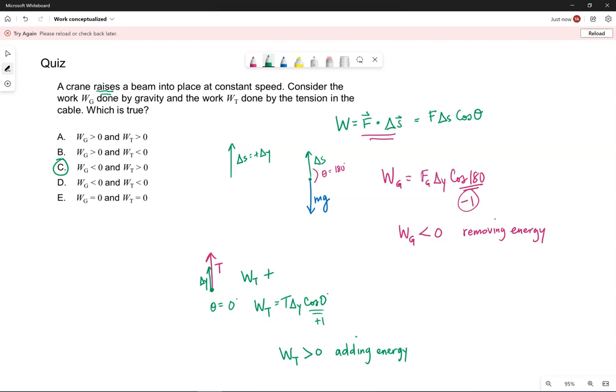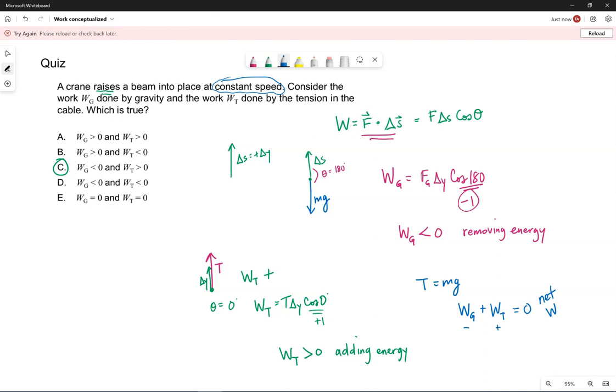Now, in this case, the problem does specifically say constant speed. Constant speed just means our tension force has to equal the force of gravity. In terms of work, if those forces are the same, then the work done by gravity has the same magnitude as the work done by the tension. Work done by gravity is negative, work done by tension is positive. We would say that the net work done is 0.